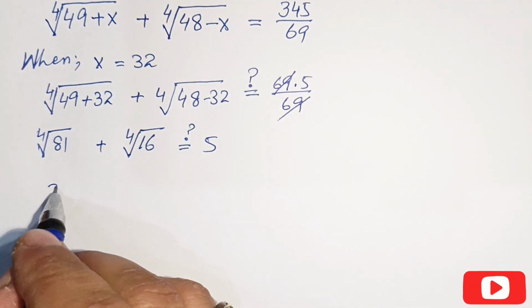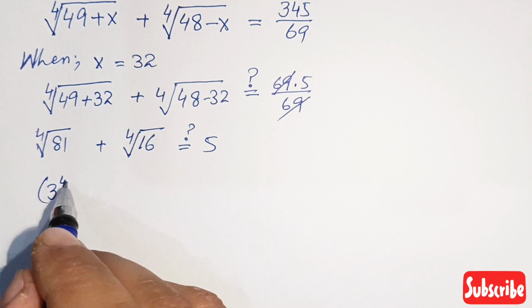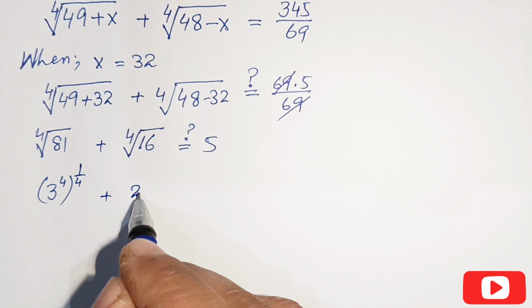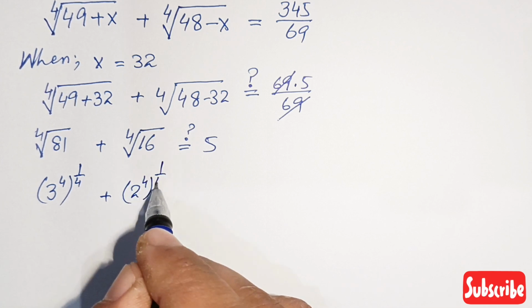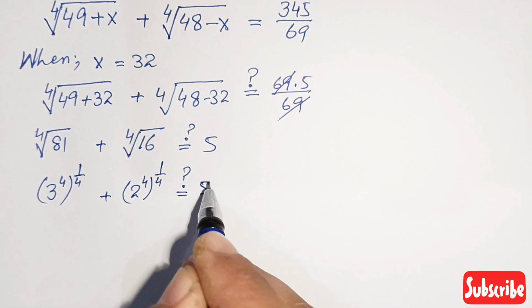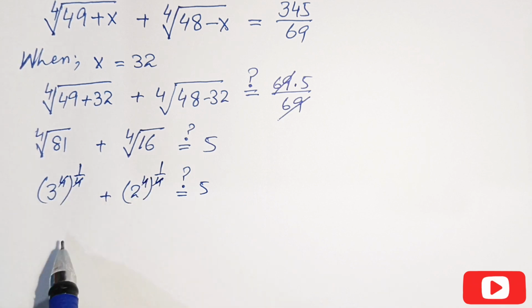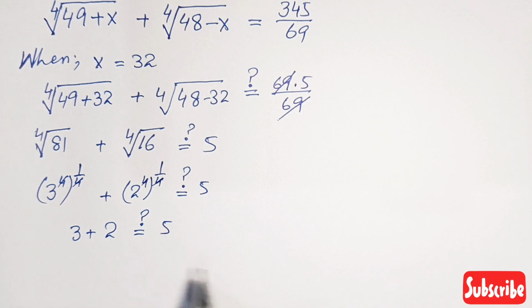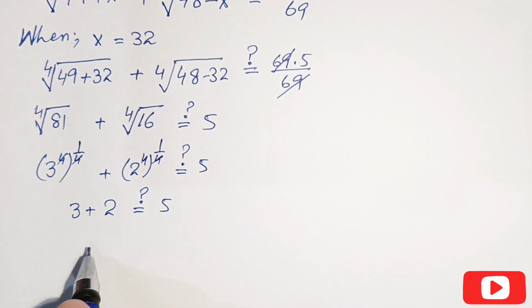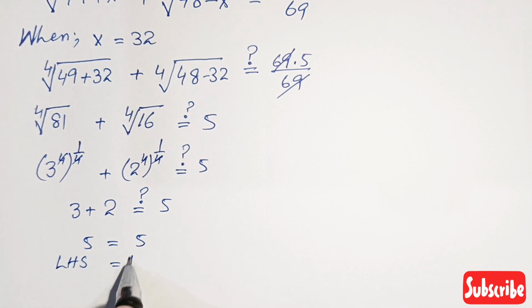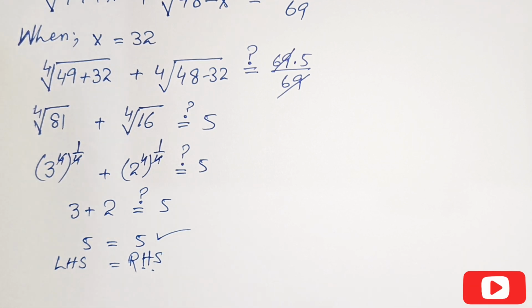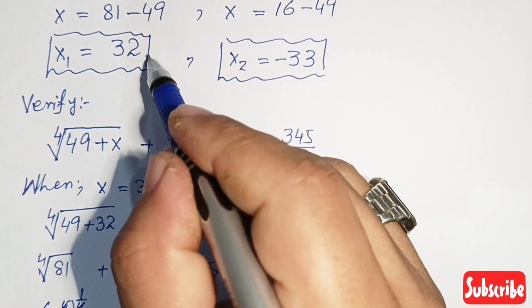So 81 is actually 3 to the power 4, whole to the power 1 over 4, since the fourth root can be written as 1 over 4, plus similarly 2 to the power 4 is equal to 16, whole to the power 1 over 4. Is it equal to 5? So cancelling 4 with 4, here we have 3 plus 2. Is it equal to 5? Yes, it is equal to 5. So 5 is equal to 5. Our left hand side is equal to right hand side. So we have just proved that the value of x, which is 32, is valid for this problem.